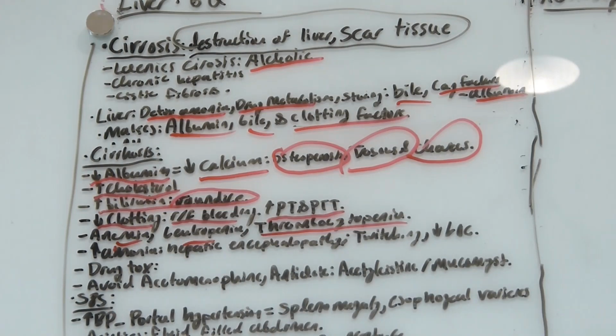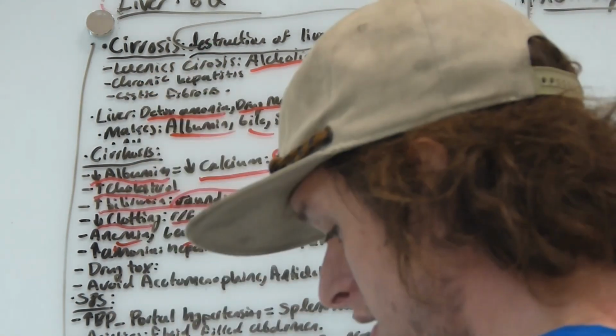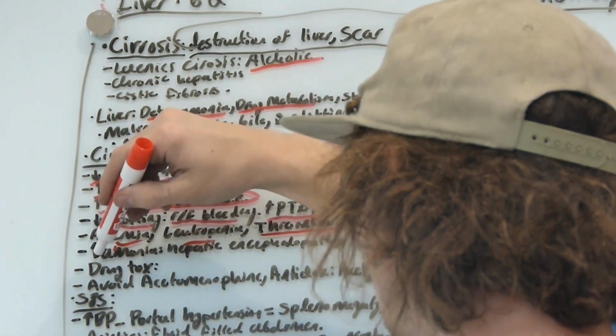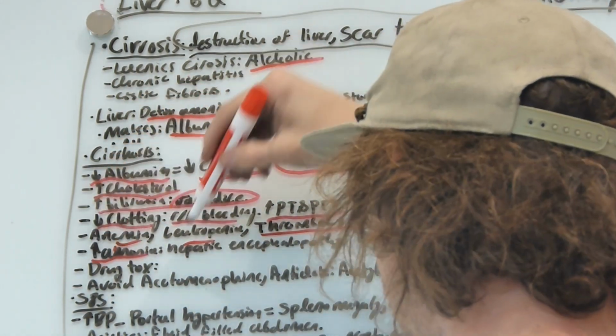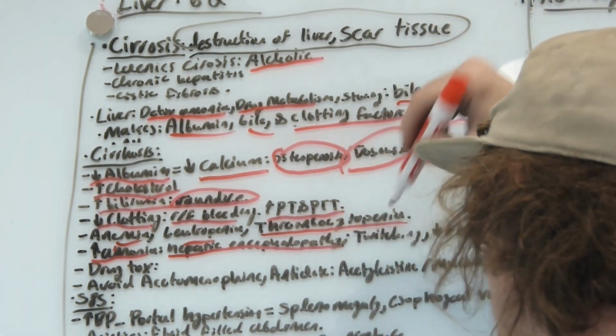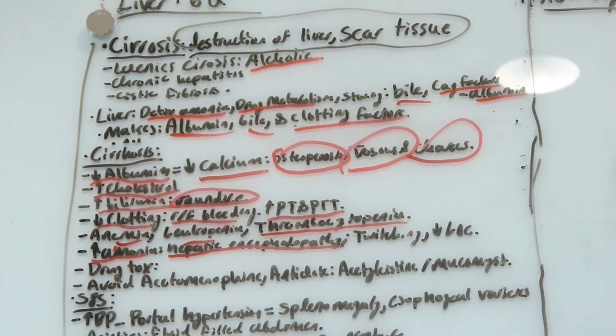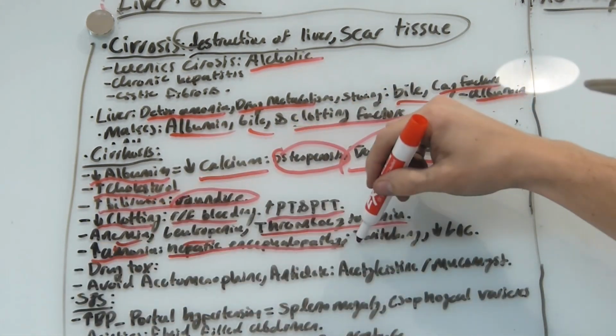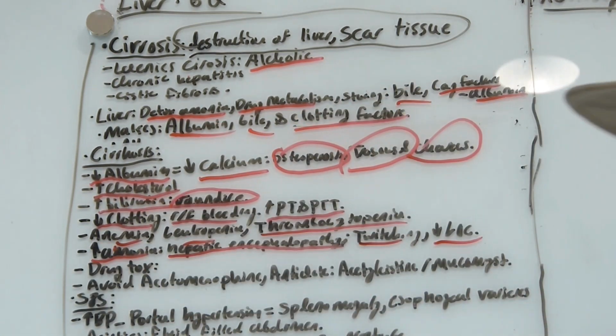The next thing we're going to talk about is increased ammonia, right? And that's going to lead to hepatic encephalopathy. We're going to see asterixis, which is the twitching we were talking about earlier. And the test for that, you have the arm extended, and we also have a decreased level of consciousness.